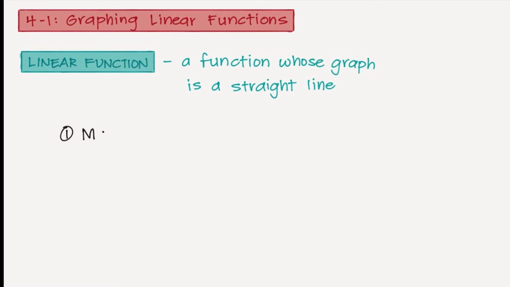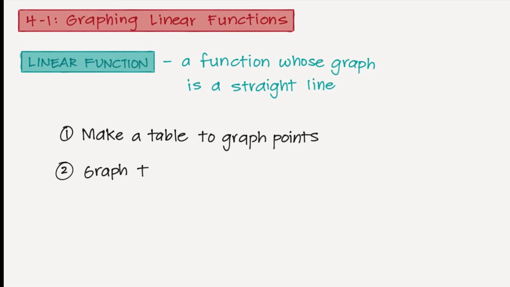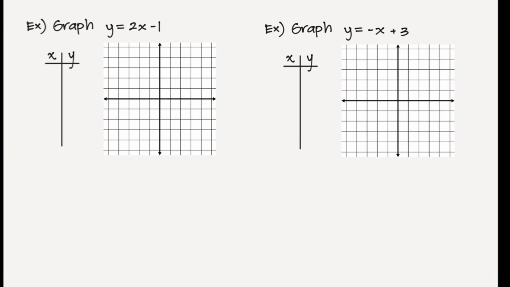There are two ways that we're going to practice this in this lesson. The first is simply to make a table to graph our line. So we're going to have a collection of points and we'll connect those points with a ruler. The second way is to just graph the x and the y intercept, and then you connect those 2 points.